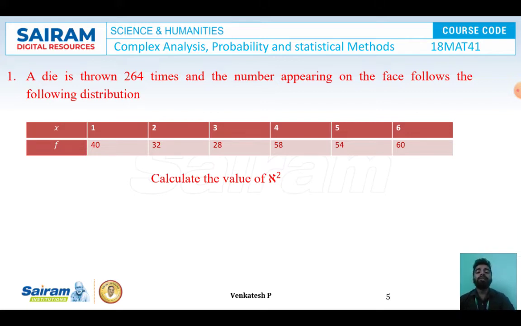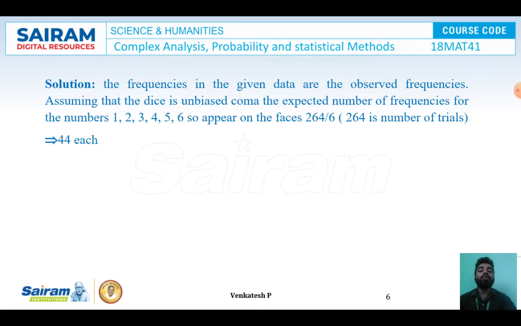So to calculate chi-square, first we must have the observed frequency and expected frequency. I'll take the observed frequency from the given data only, that is Oi will be equal to 40, 32, 28, 58, 54, 60 with respect to 1, 2, 3, 4, 5, 6. Now our job is to calculate the expected frequency. To calculate this, I am going to divide 264 by the number of outcomes, x is equal to 1, 2, 3, 4, 5, 6. So we'll get the expected frequency as 264 by 6, which is equal to 44 each for x is equal to 1, 2, 3, 4, 5, 6.